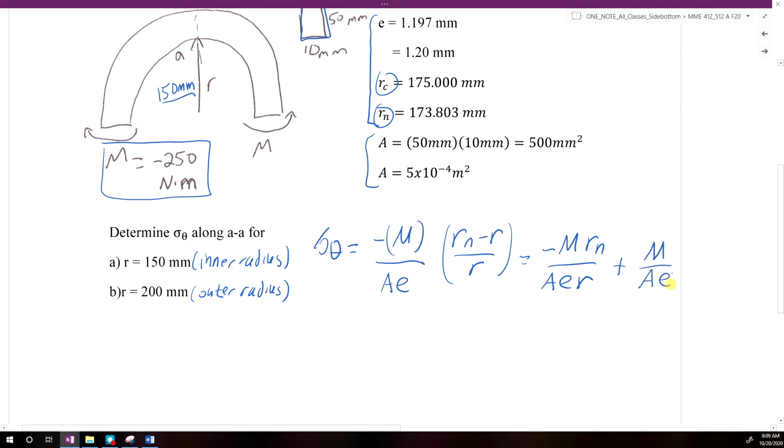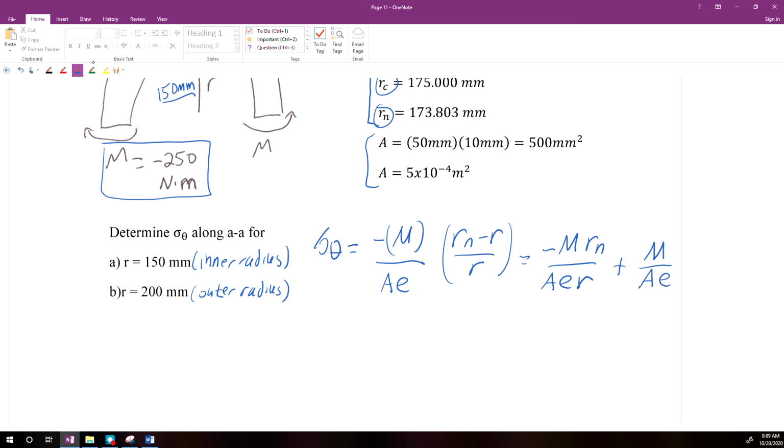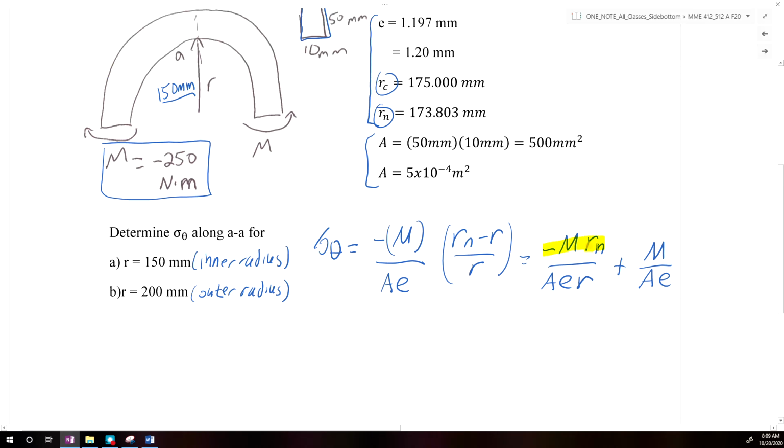Now, notice that the only term that changes in this whole equation is R. So R is the only variable. Everything else is a constant, okay? So when you're calculating these equations, you can calculate these two coefficients, or these two terms, and then you can just change R to calculate sigma theta.